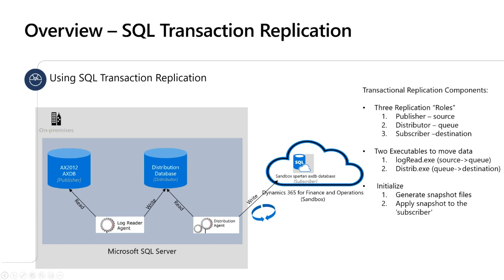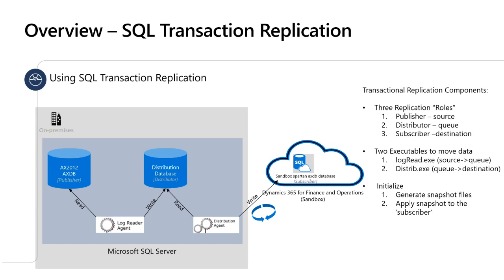Once you set up SQL transaction replication using this toolkit, a new distribution database gets created in the source database server, which is the AX 2012 database server. This database stores metadata, history data, and transactions for distribution from source to target. Then we have the subscriber, a database instance that receives the replicated data. In this case, it's your sandbox finance and operations database. That's my target. So we have publisher, distributor, subscriber.